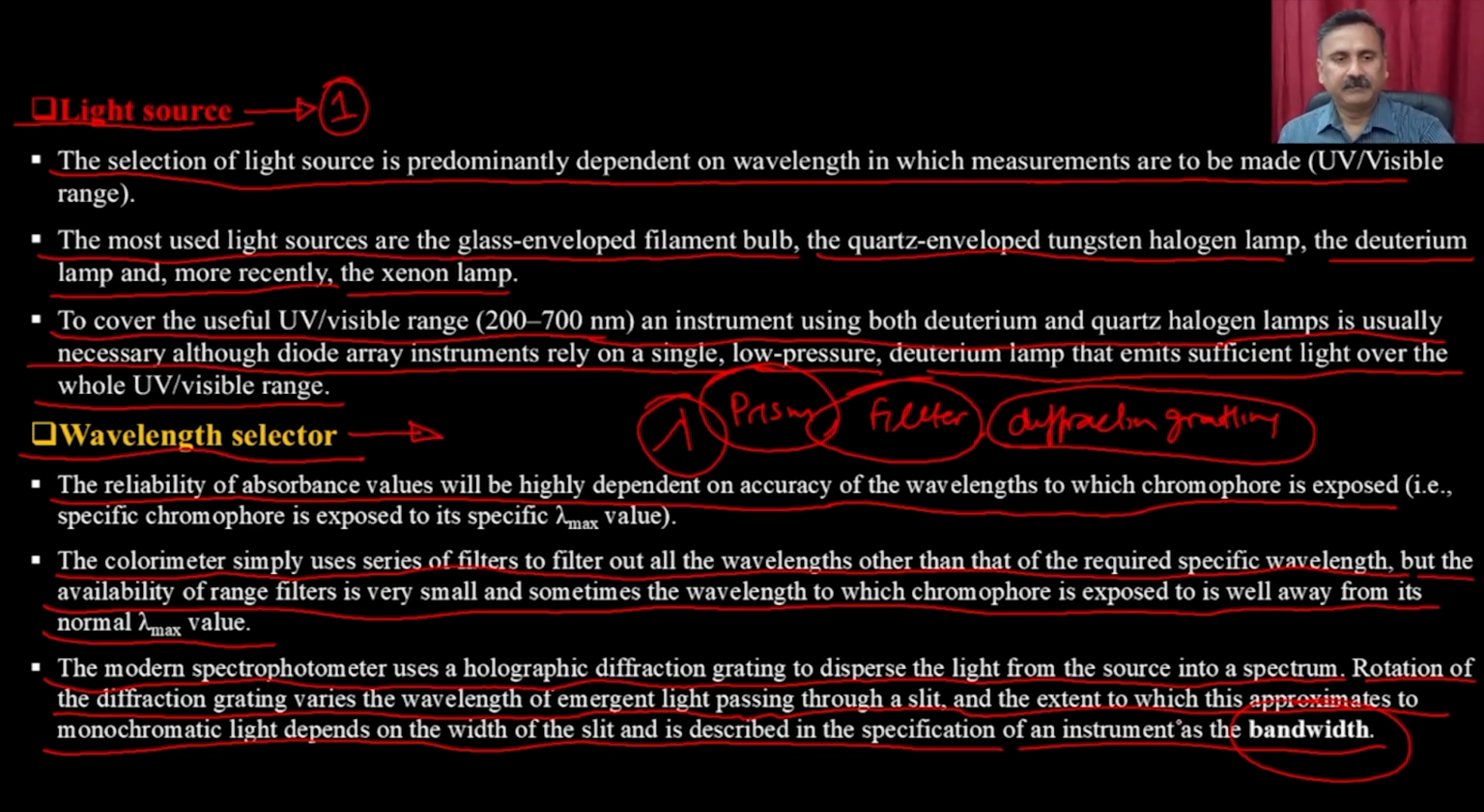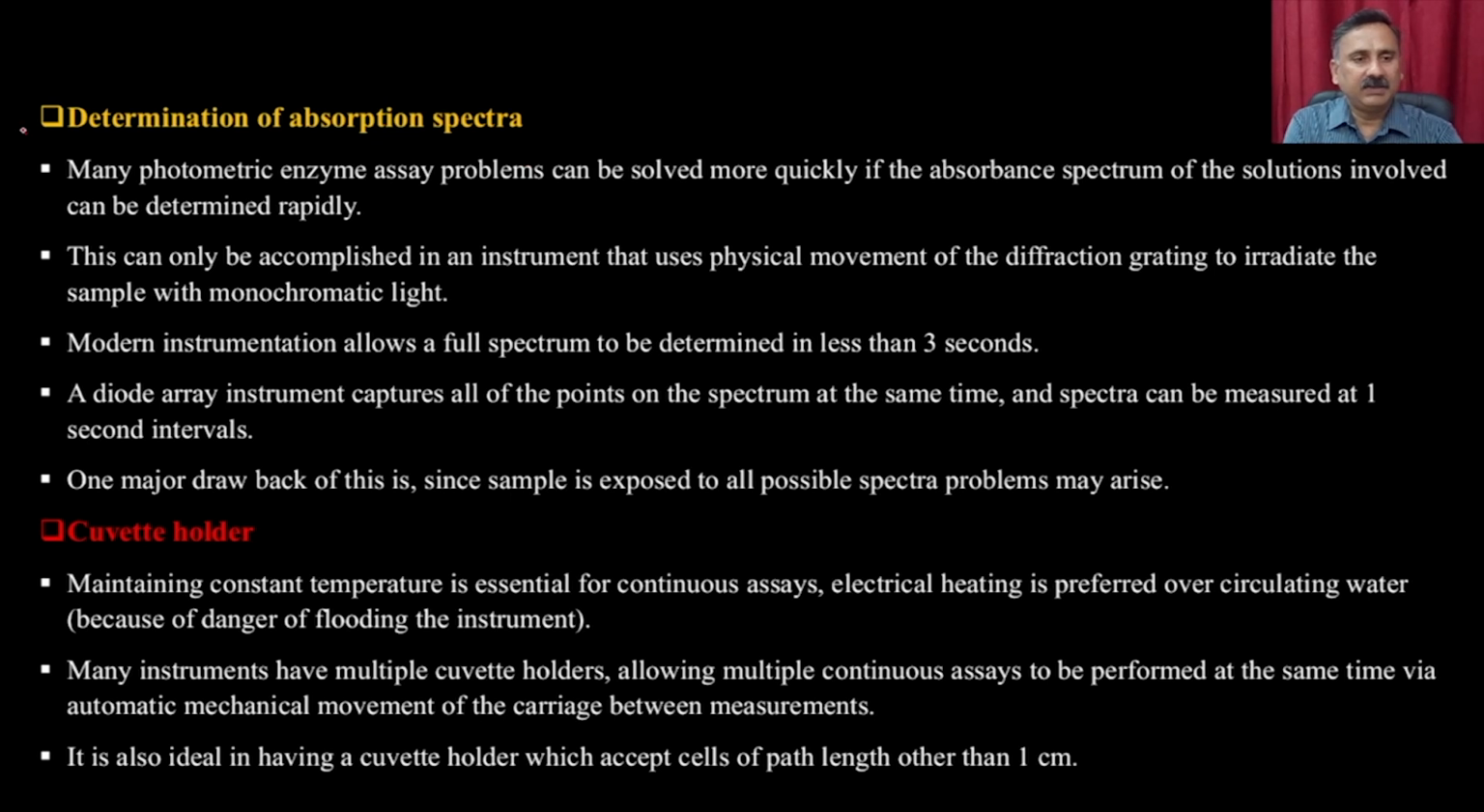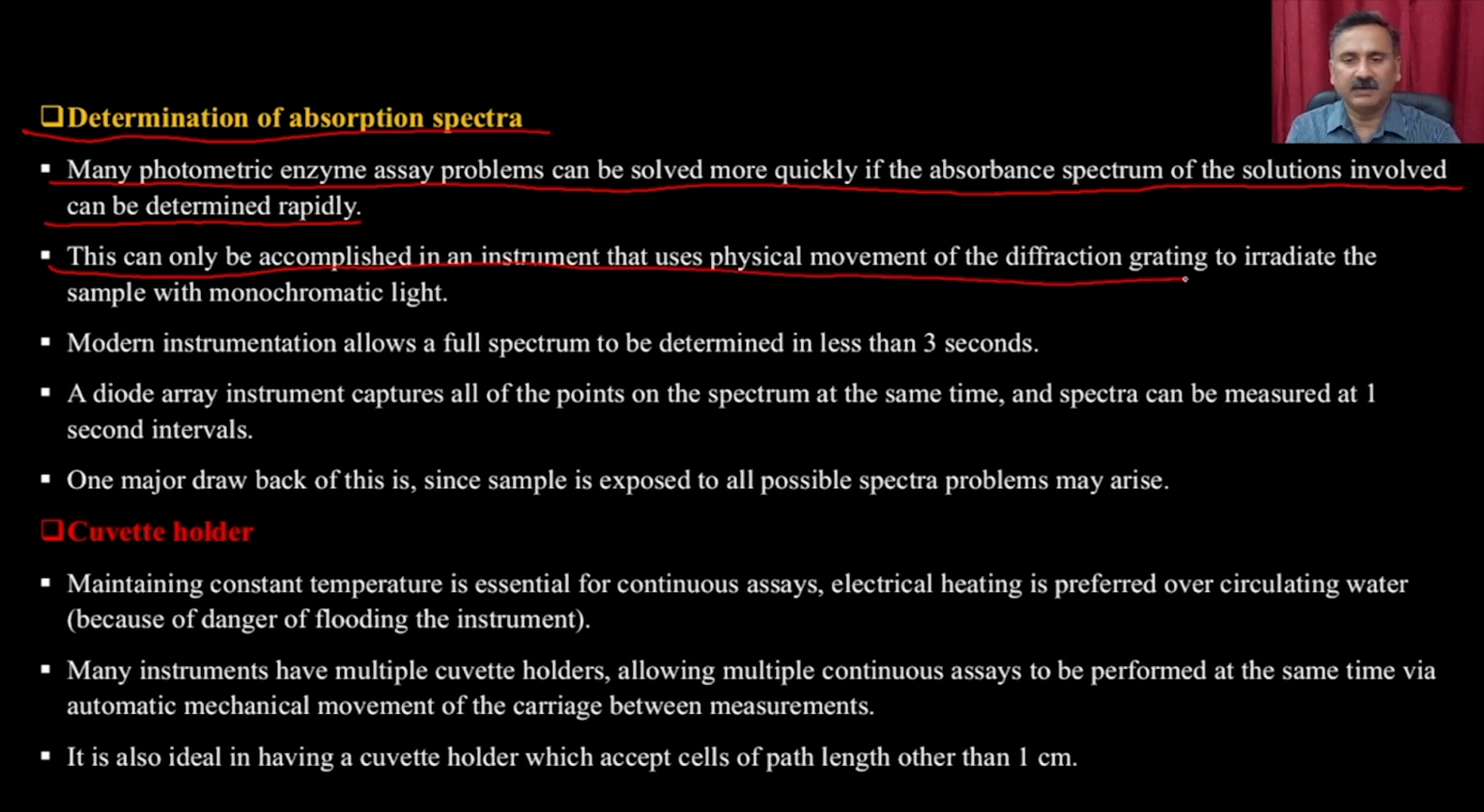Okay. Then you have the determination of the absorption spectra. So many photometric enzyme assay problems can be solved more quickly if the absorption spectrum of a solution involved can be determined rapidly. This can only be accomplished in an instrument that uses physical movement of the diffraction grating to irradiate the sample with monochromatic light. This means you can have the absorption spectra of the molecule, right?